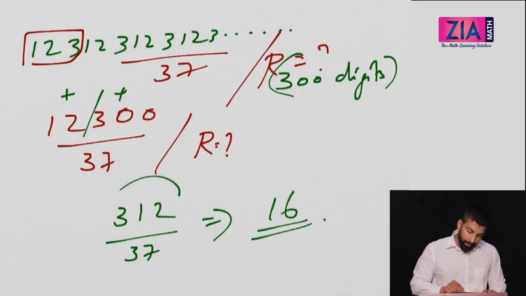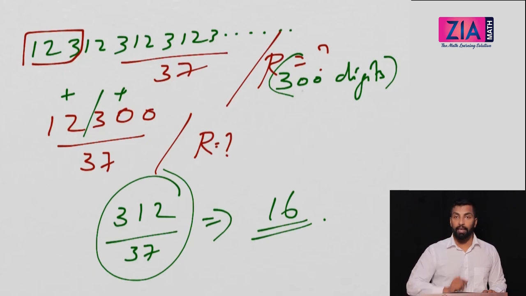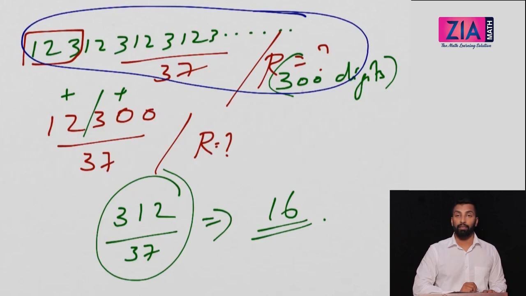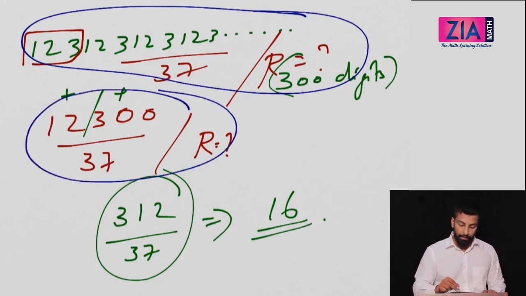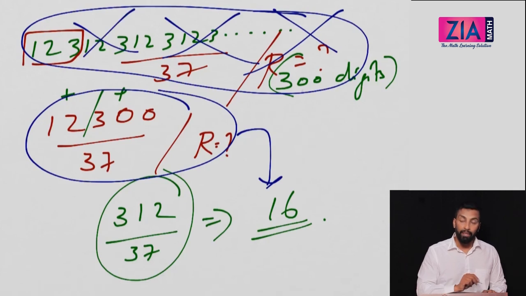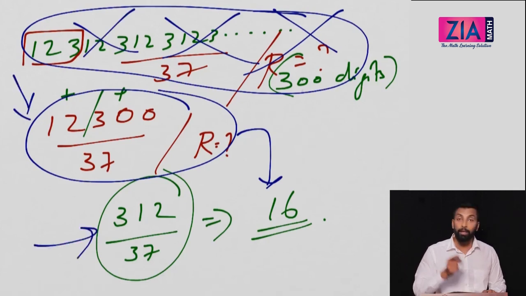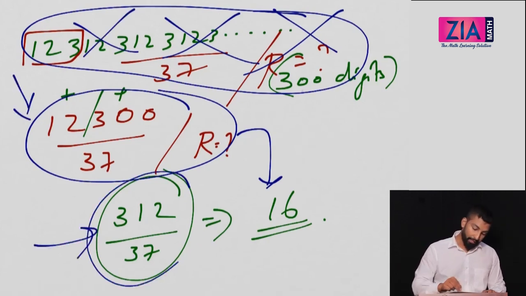So 312 divided by 37, you got 16, and 16 will be the remainder if you divide this bigger number by 37. For that matter, if you divide this 12300 by 37, you still get 16. So which one is easy? That's your choice. Anyway, you cannot solve this question directly, so either this or this you need to select. Which one is better? Obviously, I feel this is better.